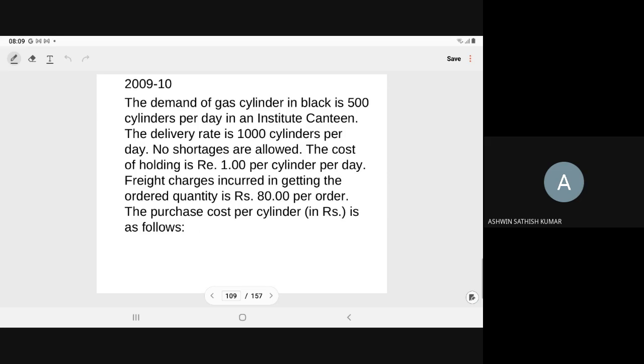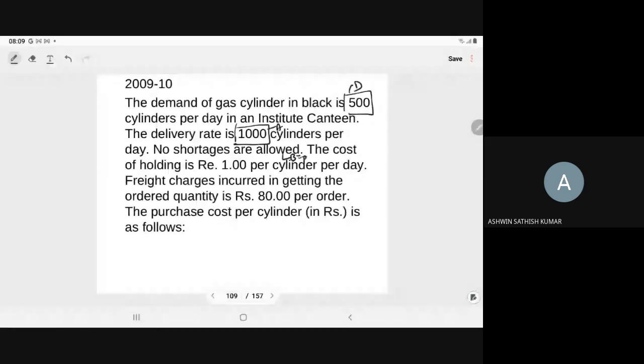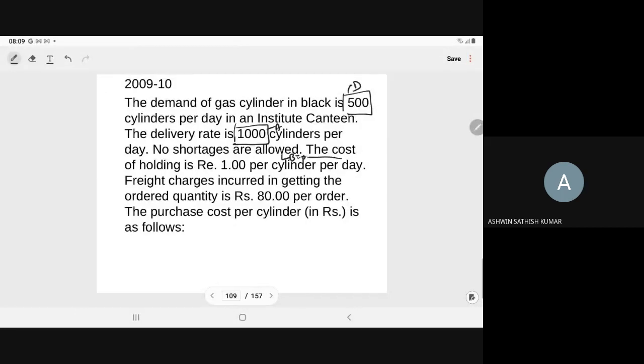Demand of a gas cylinder in black is 500 cylinders per day in an institute canteen. So demand is given to you as D. The delivery rate is 1000 cylinders per day, so here we have the A. No shortages are allowed, that is B is equal to 0. In this case, because the delivery rate is constant and B is equal to 0, we can say it is model 1.